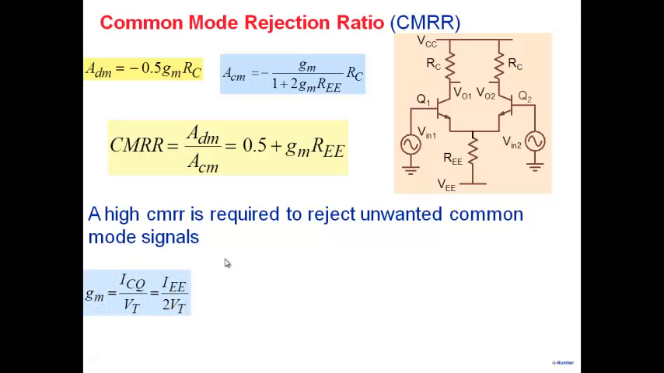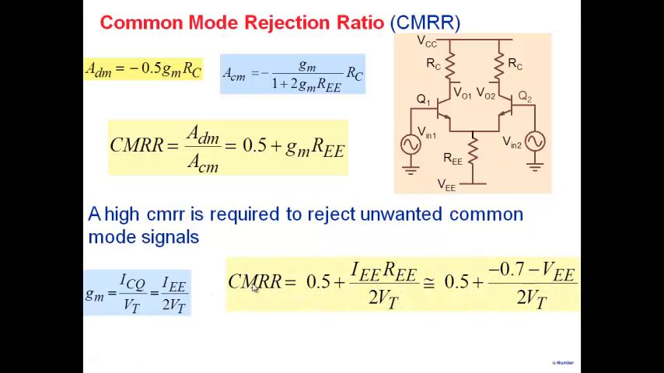So we can quickly analyze this expression in a little more detail. GM is ICQ by VT, and IC of this transistor is nothing but IEE, the current flowing in this branch, divided by 2. So we can write CMRR as 0.5 plus IEE RE by 2 VT. We just substitute GM. And note that IE times RE, the drop in this particular resistor, is nothing but minus 0.7 minus VE, divided by 2 VT. So in fact, the CMRR is independent of RE.